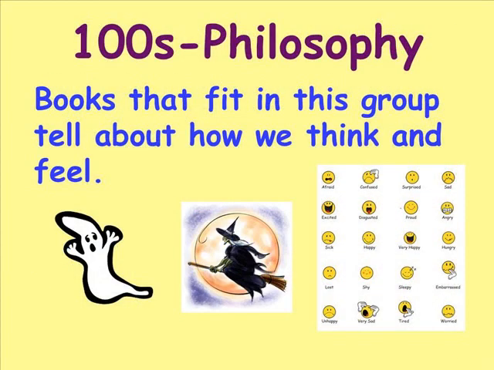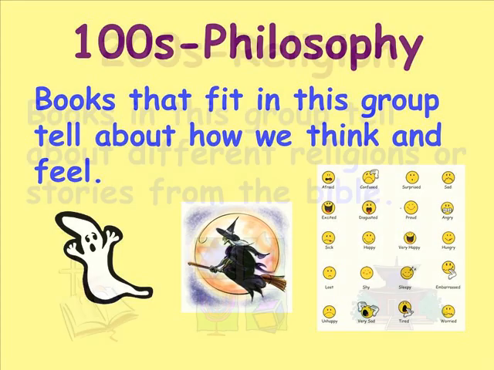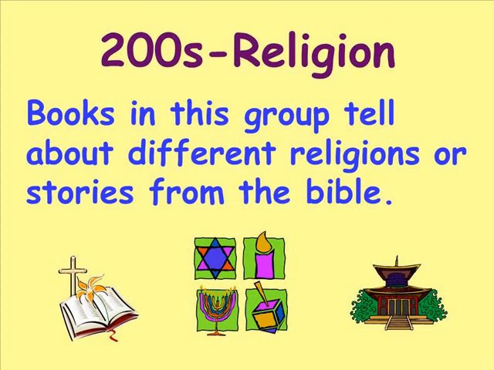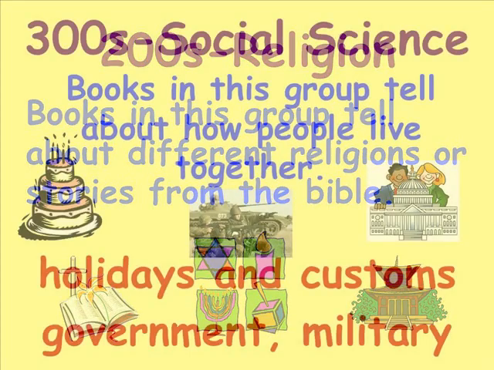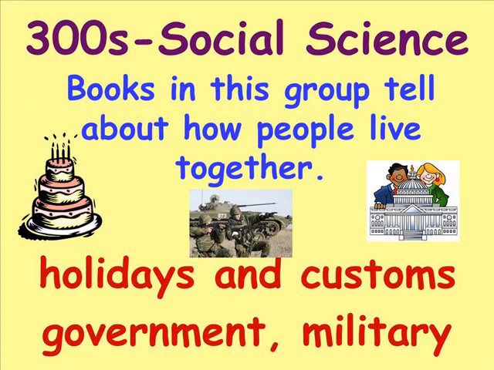The 100s is philosophy. Books that fit in this group tell about how we think and feel. The next group is the 200s, which is religion. Books in this group tell about different religions or stories from the Bible. The next group is the 300s. This is social science. Books in this group tell about how people live together. It also talks about holidays and customs, the government, and military.